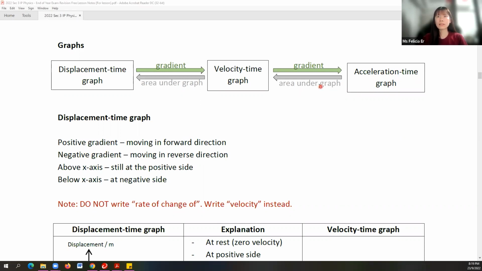Then next is the acceleration time graph. If you calculate the area under the graph, it gives you the velocity. Then for the velocity time graph, if you read the area under the graph, it will give you the displacement.